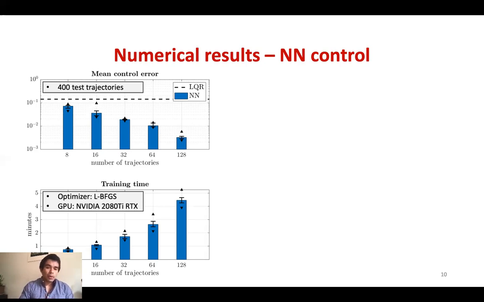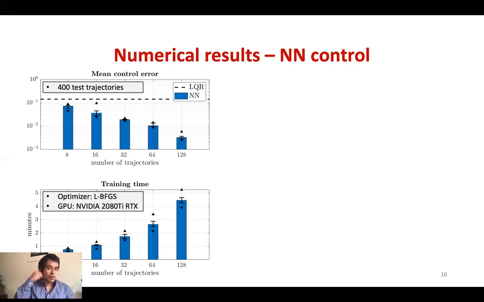And we can see that the top graph is when we compare our control accuracy on a set of 400 test trajectories that the neural network hasn't seen, it does quite a bit better than LQR, especially as you increase the number of training data. This is what we hope for, right? Because we're now learning the full nonlinear optimal control instead of just the linear one.